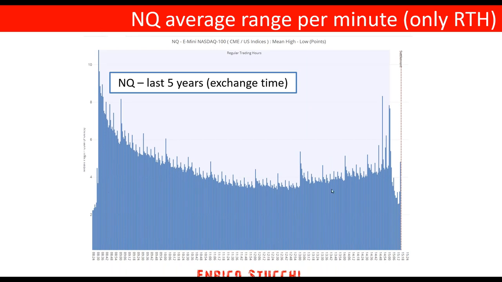This is the NQ average range per minute only during the cash session. This is the opening, this is the close, and this is 10 minutes before the close.